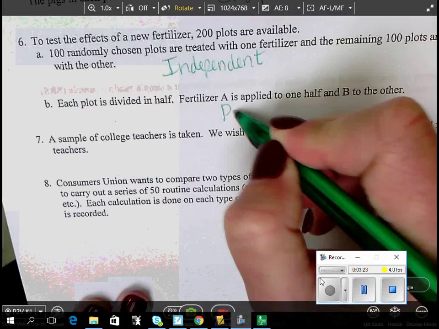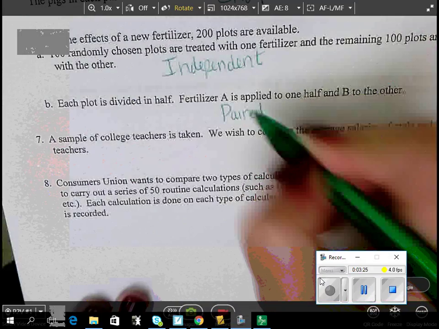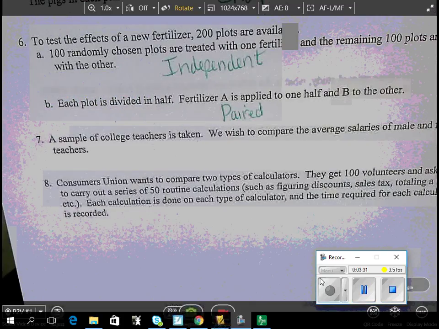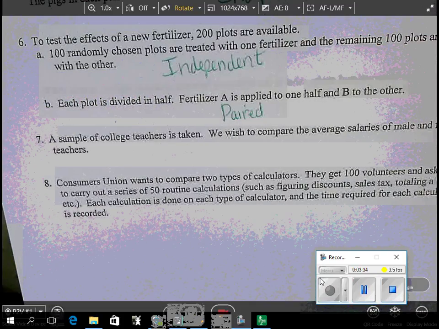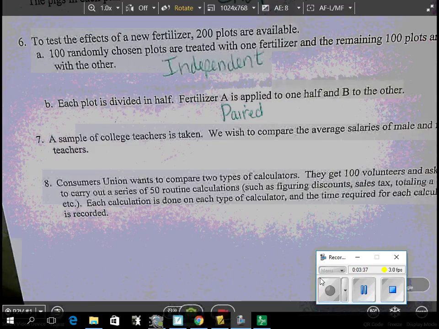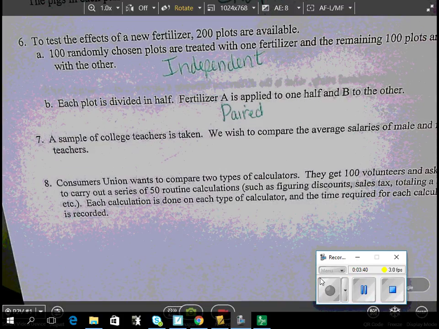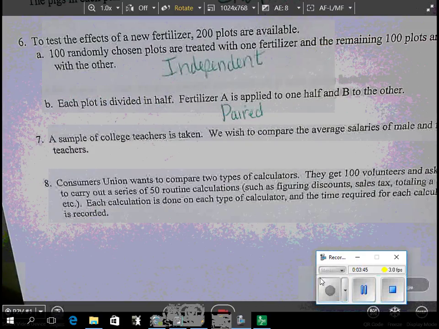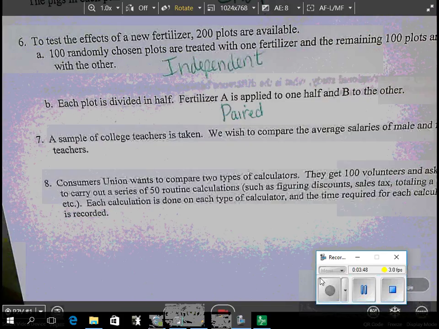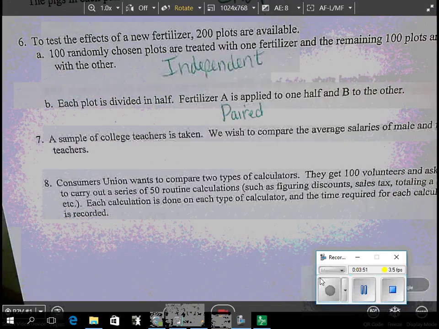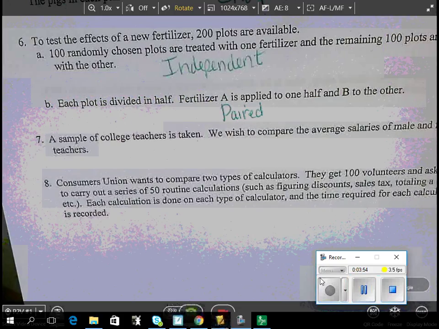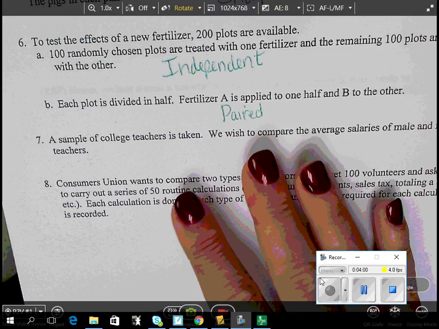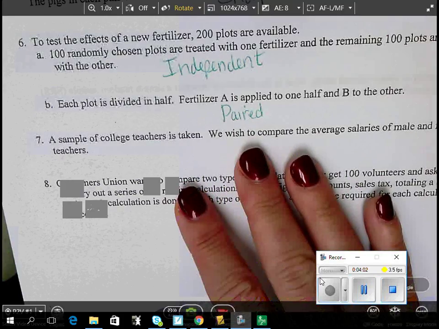Why might that be important? If you look at 6B, why might taking a plot of land and pairing it be a better design than, let's say, 6A? What do you think, Keverlyn? So the location of the plot's going to matter because you have sun, you have different environmental factors, right, that would affect the fertilizer treatment. Good. So we want to kind of block by plot. That sounds weird to say.